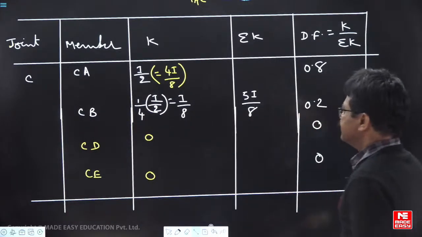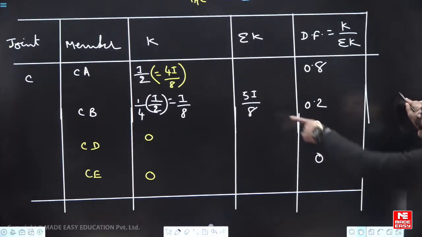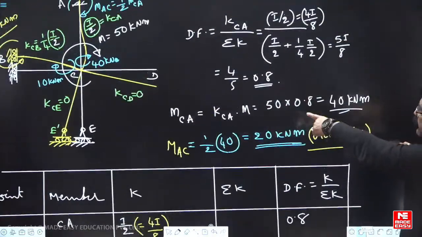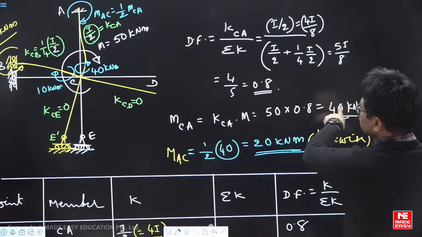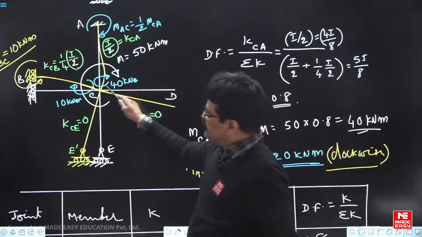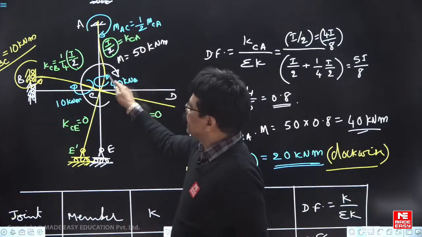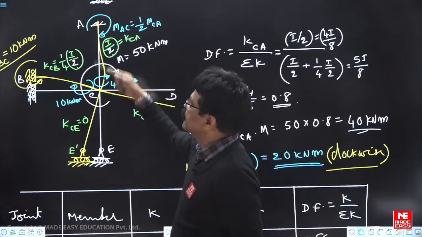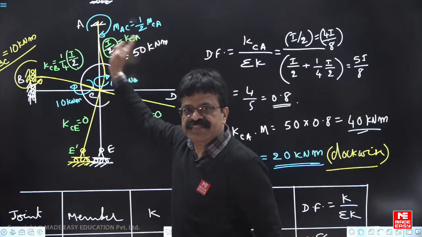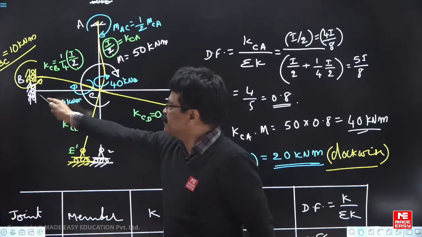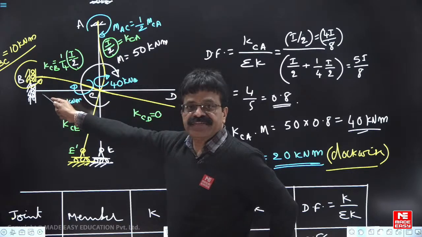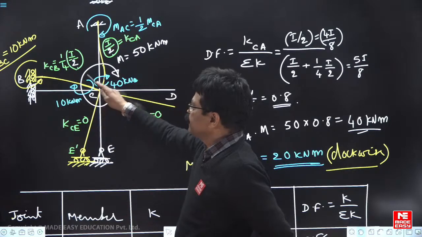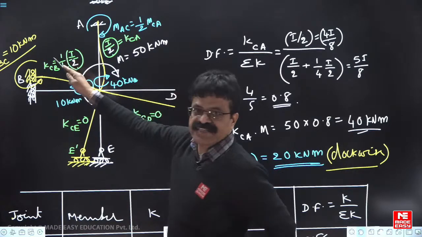It's like this. Now the CA member distribution factor is 0.8. So 0.8 into 50, you get 40. That means out of 50, this member took 40. Once this is 40, the carryover moment is 20 in the same direction. But if they ask you about BC, the carryover factor for this is minus 1. If you apply plus 10, here you will get minus 10.